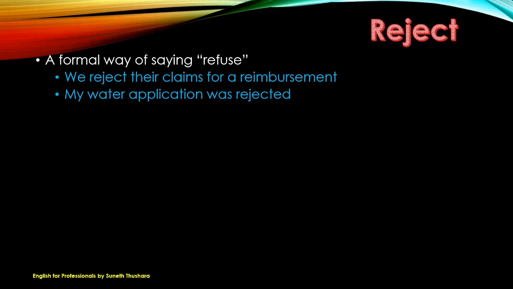But when it comes to reject, you reject something thinking that it is not good or not complete. Here, we reject their claims for a reimbursement because you think this claim is either not complete or wrong or something like that. My voter application was rejected. You cannot reject a voter application just for nothing. You have to give a reason. It's not complete. You have not paid for that. So you reject. But you can't say refuse. My voter application was refused. That is not very proper. If somebody says my voter application was refused, then what does that mean?